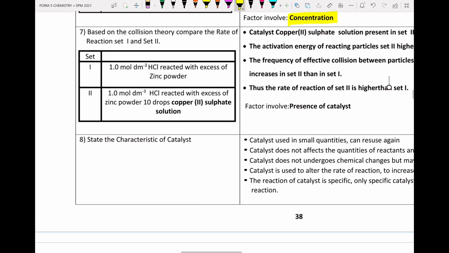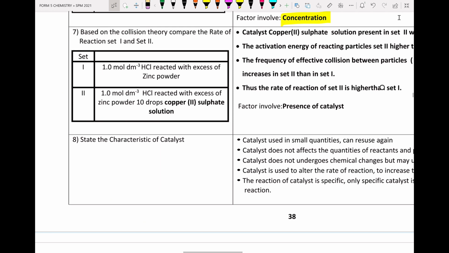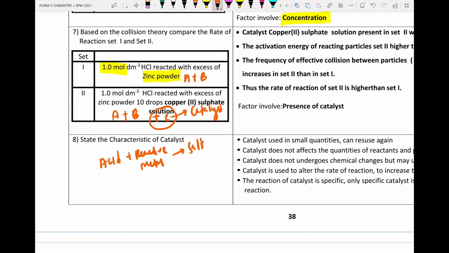So we go for question number 7. In this reaction, we have 1.0 mol dm-3 of hydrochloric acid reacted with zinc powder. So we have two reactants, A plus B. In set 2, A is hydrochloric acid, B is zinc. They add C. Once they add C, please remember this C is catalyst. In this reaction, acid plus reactive metal gives a salt plus hydrogen gas. The name of the catalyst used is copper(II) sulfate solution. We can use copper(II) sulfate solution as a catalyst.